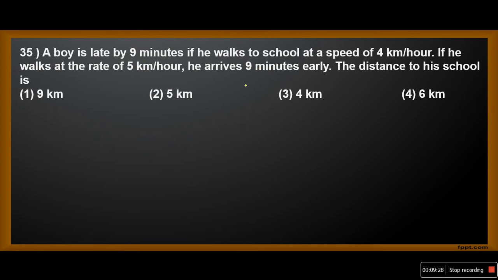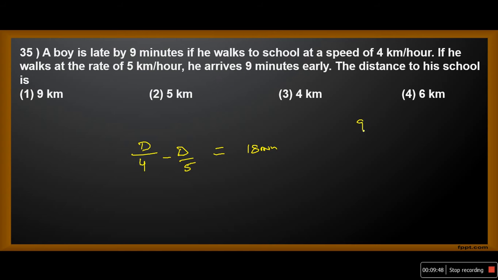So the difference will be 18. So you will get 18 minutes. This is the time gap. Okay. Now, initially he is traveling at 4 km per hour. Let the distance be d. The time is d by 4, minus d by 5, since he is traveling at 5 km per hour in the second case. The time gap between those two is 9 minus of minus 9, which is equal to 18.